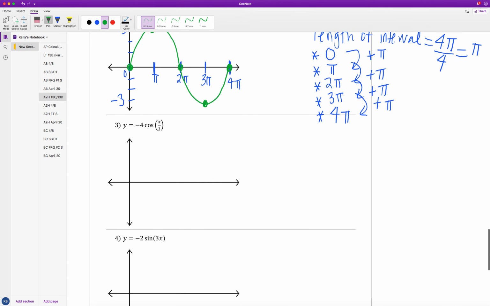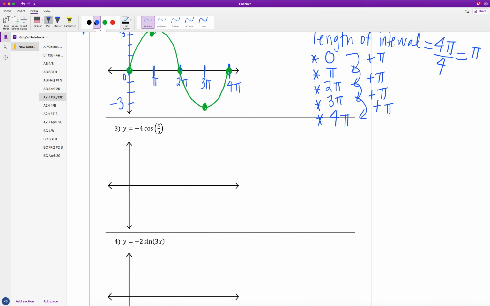Let's look at our third example here. Just like we've been doing, I'm going to have you guys first decide what our a and our b values are for the example, which is y equals -4 cosine of x over 3. So I want you guys to pause the video right now and decide what does a equal and what does b equal.